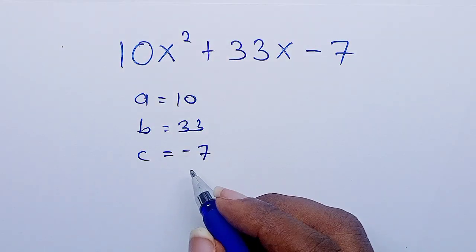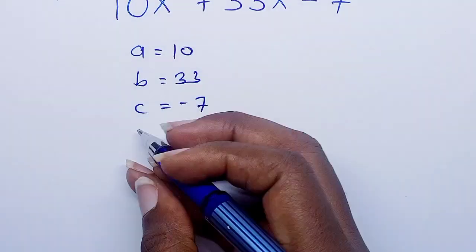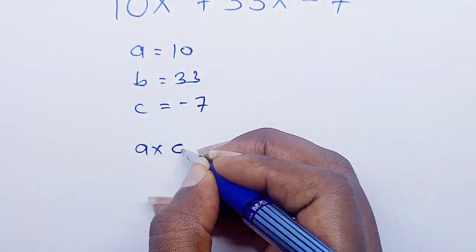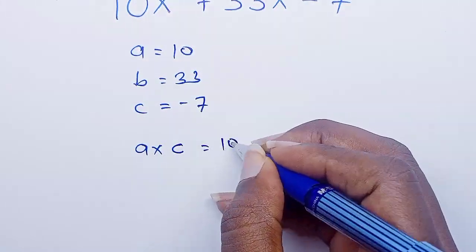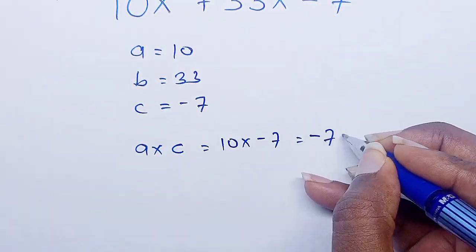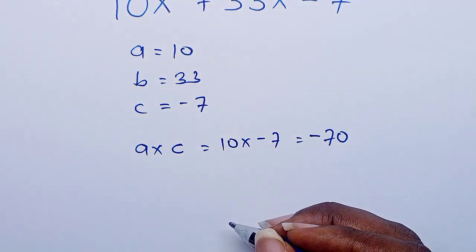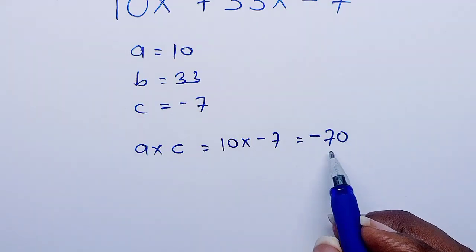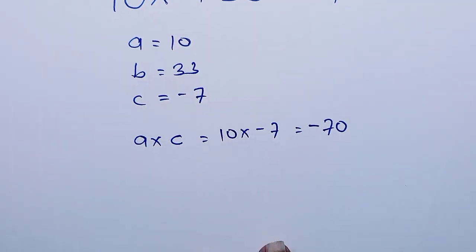After identifying those, the next step is to multiply A times C, which will be 10 times negative 7, which is equal to negative 70. Now we need to find the factors of negative 70.